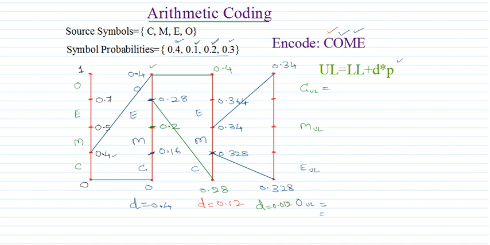Now find the upper limit for all these stages. To find the upper limit for C, we use the lower limit 0.328 plus the D value 0.012 into the probability 0.4. This will give you 0.3328. So I'll enter that value here, 0.3328.